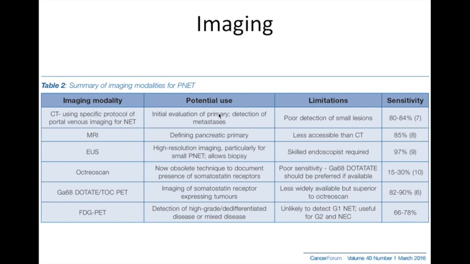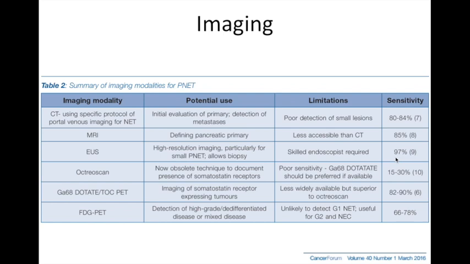So again, these are good for initial evaluation. Their sensitivities are both pretty similar, in the 80s. Both are not very good at detecting very small lesions, particularly things like the small insulinomas and gastrinomas, and that's why intraoperative ultrasound and things like that are so important for those. And we'll go over what these look like on CT in a second.